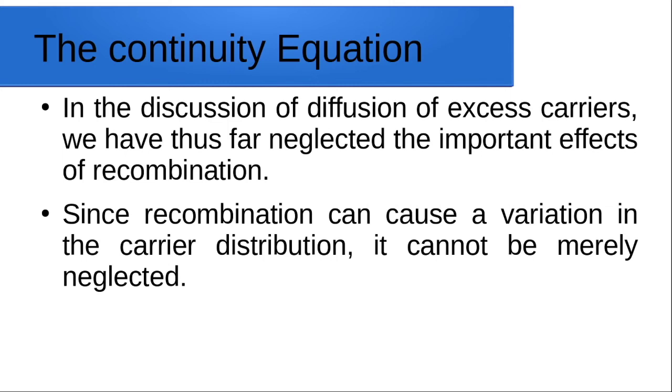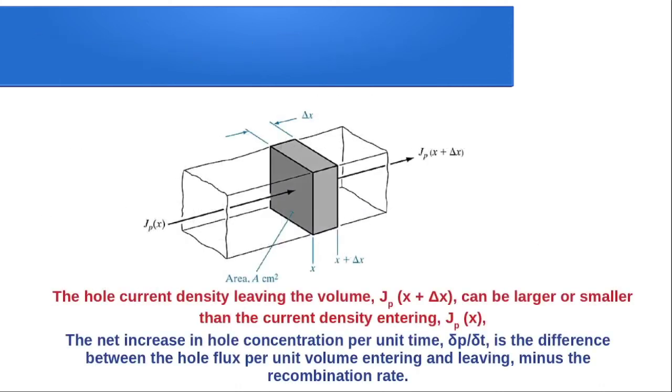But we cannot simply neglect the effect of recombination. We have to consider it too, because that causes variation in the carrier distribution. And if there is a variation in the carrier distribution, there will be a variation in the current in the semiconductor. In the explanation, we consider the hole current for a change. Until now we were just discussing electrons and then mapping to holes. Now we will think of hole current and then map to the electron.